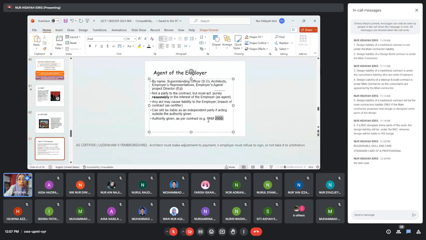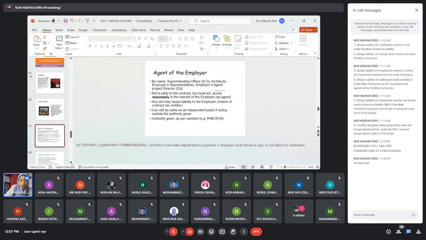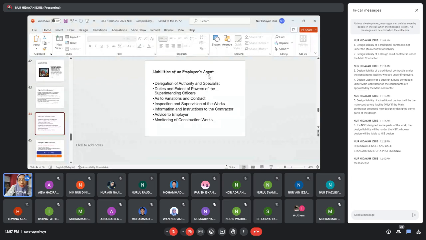So authority given, kalau you refer contract PAM, okay, sekarang dah ada PAM berapa? 2000 berapa? PAM? 2018. Okay, so boleh refer PAM 2018. Apa authority given untuk employer's agent? Alright, and then okay, kita ada 3 minit lagi. Okay, liabilities of employer's agent, delegations of authority and specialist, duties and extents of power of the superintending officers, okay, variation, orders and contract, inspection and supervision of the works, information and instructions to the contractor, okay, advice the employer, and then monitoring of the work. So kalau kita tengok dekat sini, okay, dah ada semuanya.